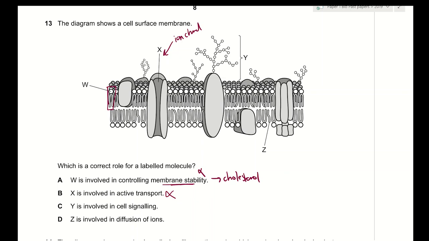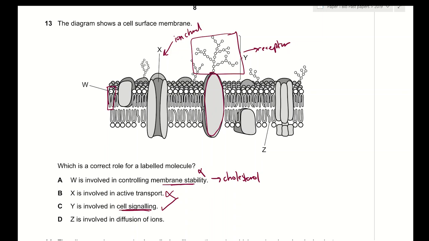For C, Y is involved in cell signaling. Now, for Y here, we could see a protein molecule bound to a glycolipid or a glycoprotein on top. Therefore, this is a receptor molecule. And when an antigen binds to that receptor, the cell is stimulated to release cellular mechanisms. Therefore, this is correct and it is used in cell signaling.